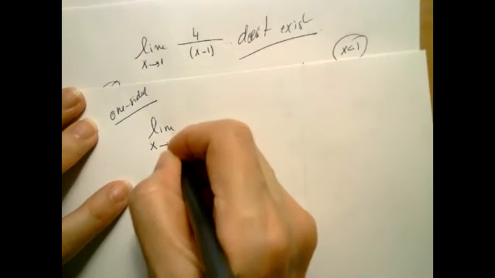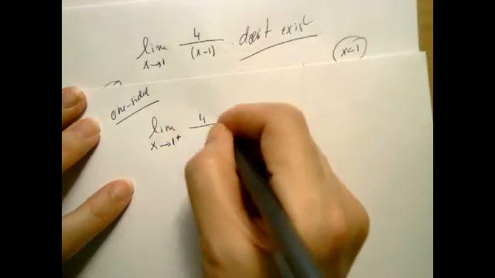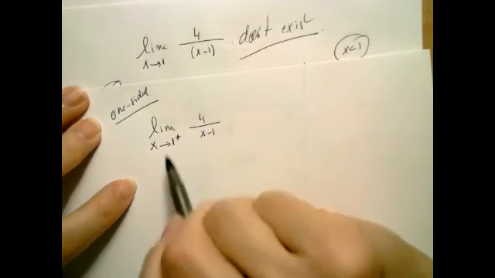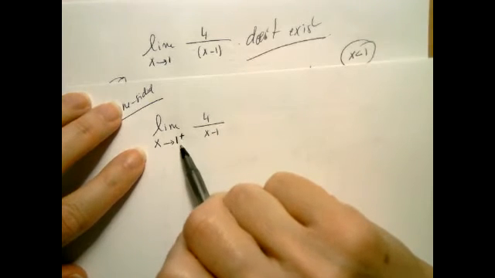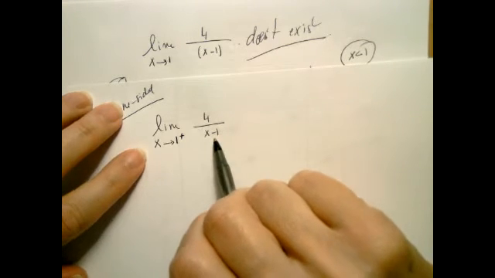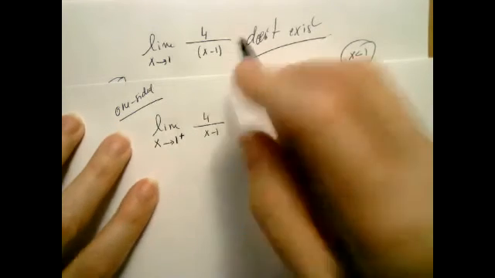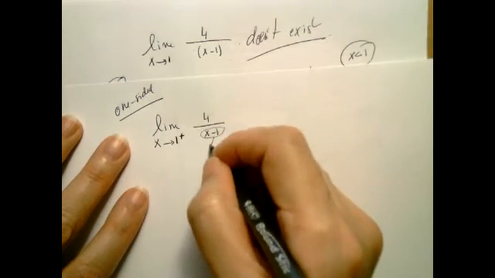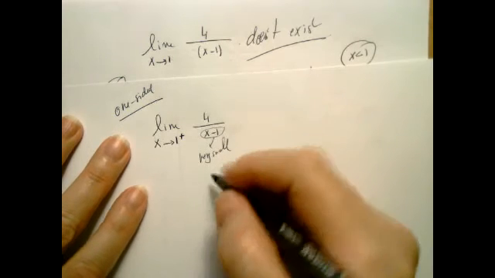The limit as x becomes close to 1 from the positive side of 4 over x minus 1. So let us remember what this means. It means when x takes values close to 1, but larger than 1, x minus 1 is going to take very small values, but positive values. And that's crucial. So this is going to become very small, but positive.